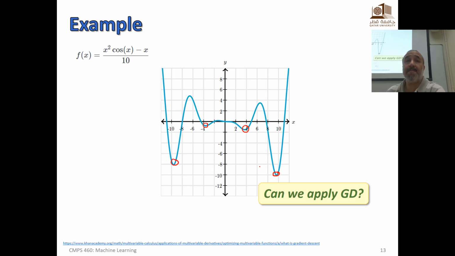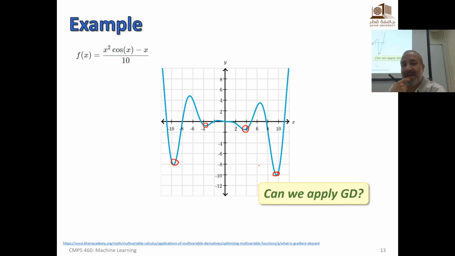It depends on what? Is the function convex? It's not convex. Does that mean that we cannot apply gradient descent? Well, we can still apply gradient descent if it's not convex. If it's convex, then we can reach the global minimum. But here, because it's not convex, we might not.